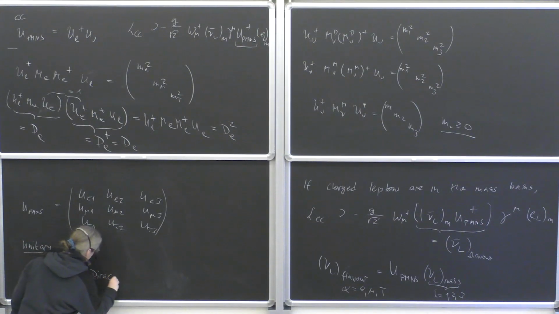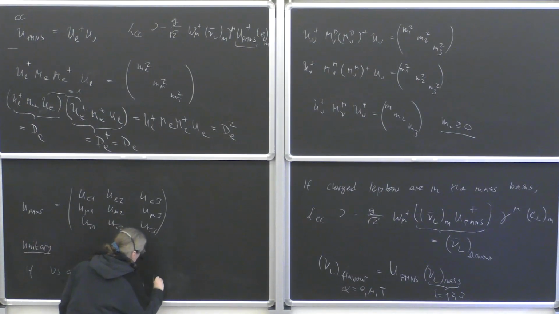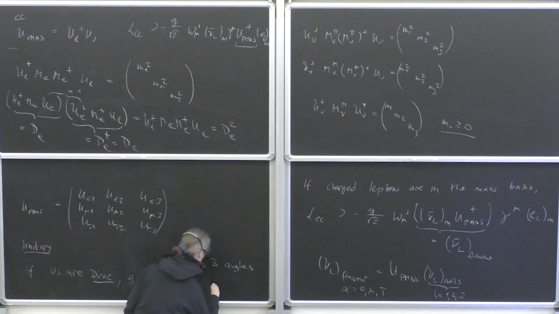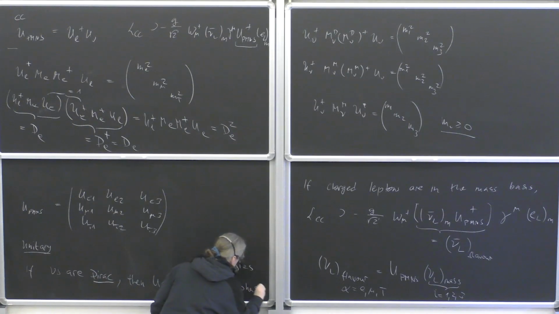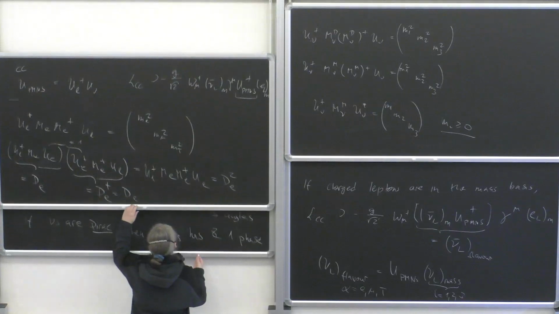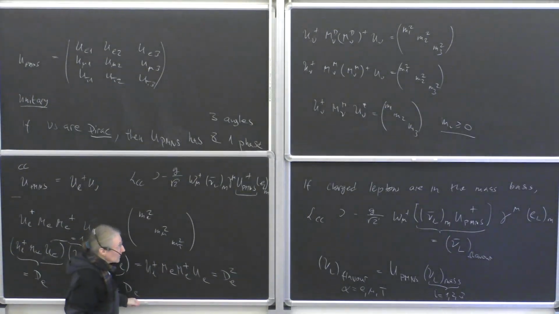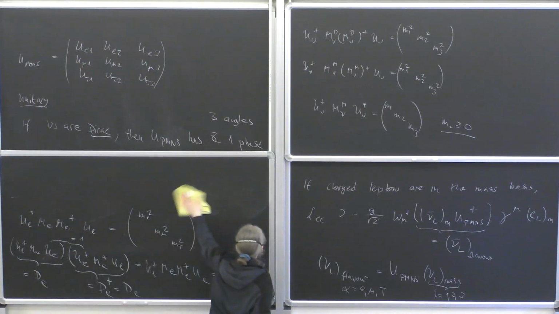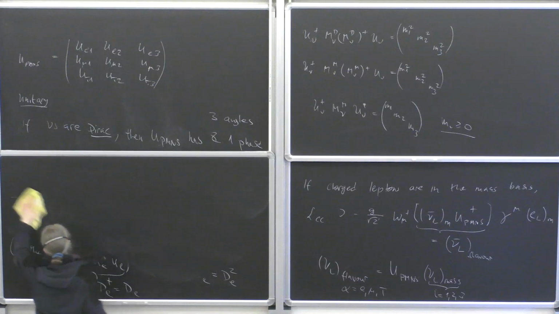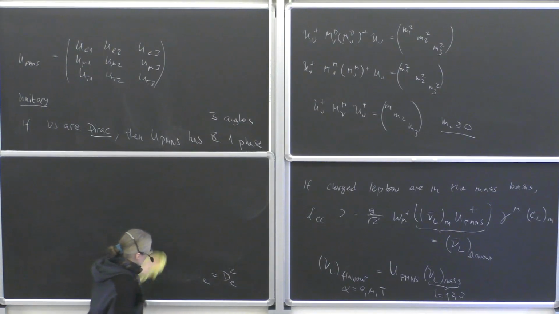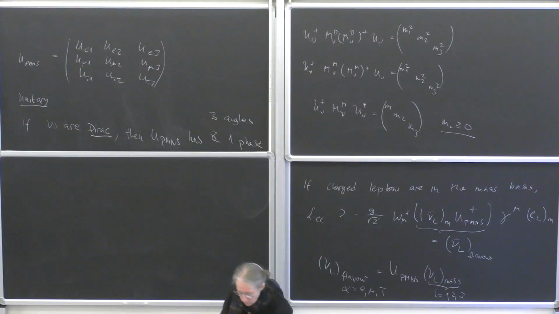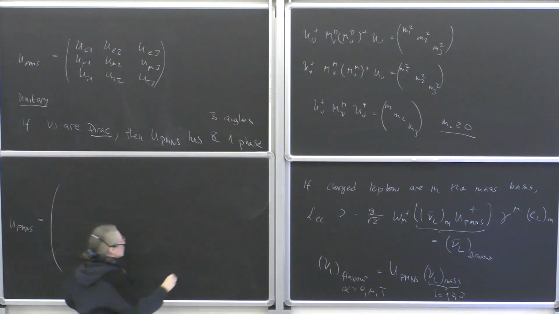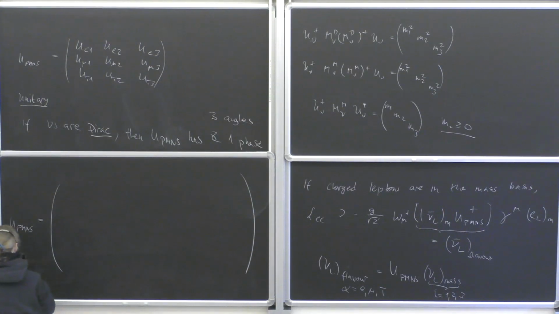So if neutrinos are Dirac, then U_PMNS has three angles and one phase, exactly like the CKM matrix. And we use exactly the same parameterization which you find for the CKM matrix in the PDG. We use exactly the same for the PMNS. Let me just write it once for good, so that we all have it in front of our eyes.